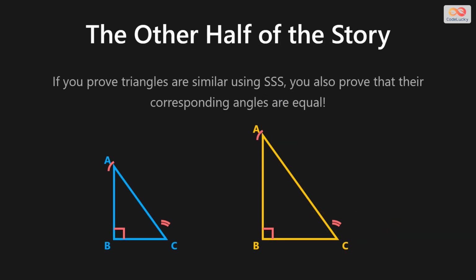Here's a crucial connection. Once you've used the side lengths to prove that two triangles are similar, you automatically know something new about their angles. You've also proven that their corresponding angles are equal to each other. So, similarity of sides implies equality of angles.